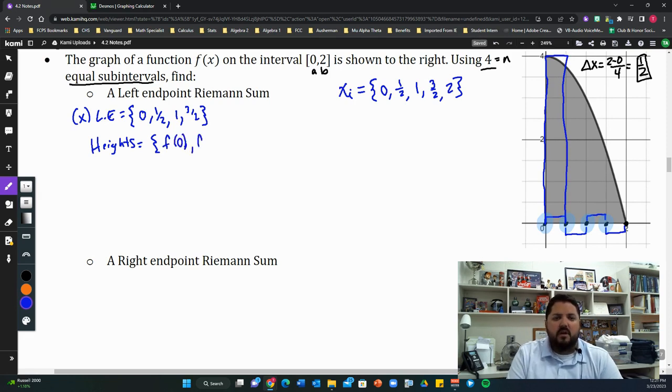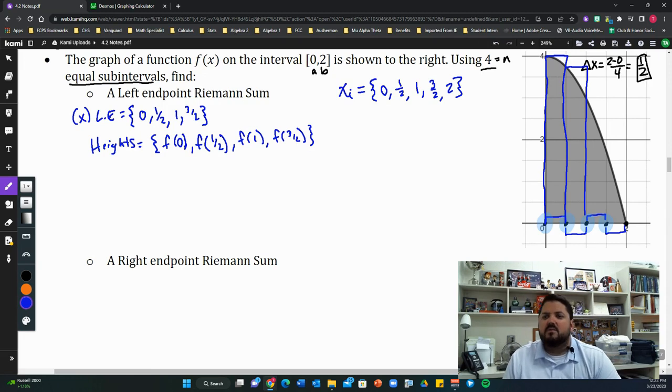The next height would be the height at the next x value, or the y value at the next x value. So at 1/2, that's where I would draw that rectangle. And then f of 1, and then f of 3/2. So we don't always have to list out these heights, but I just wanted to do it for this first one so you guys see what it is we need, okay? So that's how we would actually go through and build this if we wanted to do it the long way. We do each rectangle's area and then total them all up.